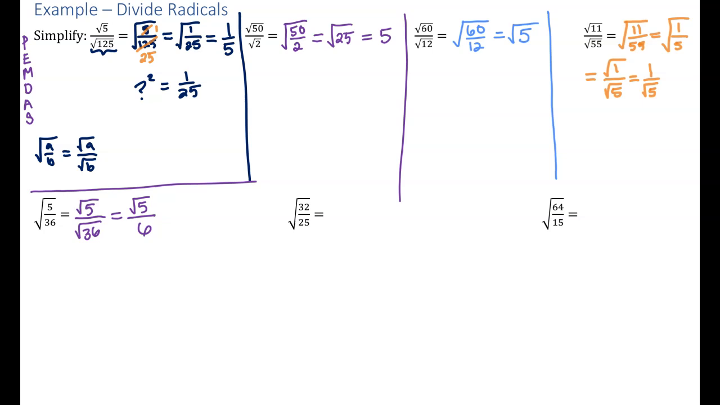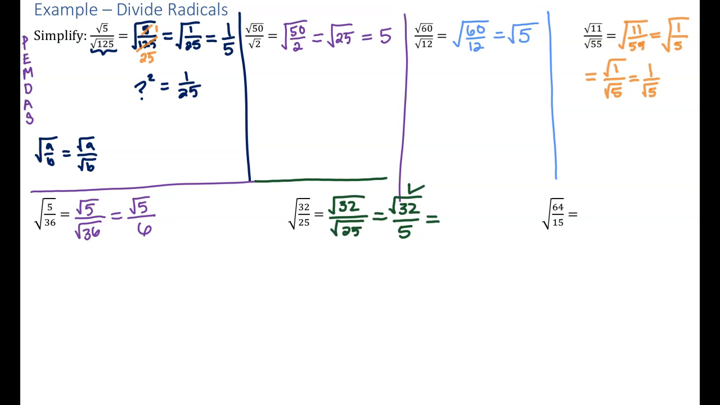Next, I have the square root of 32 over 25, and that's similar, but I think this is going to get a little bit messier. So I can split it up into root 32 over root 25, and I like that because the 25 is a perfect square, so I can make it root 32 over 5. However, I am not done this time because I think I can probably separate a perfect square out of that 32.